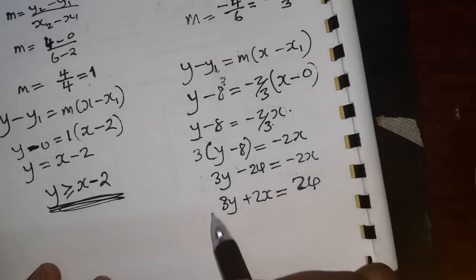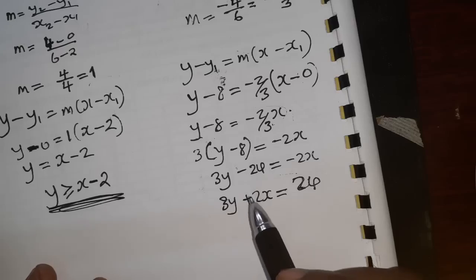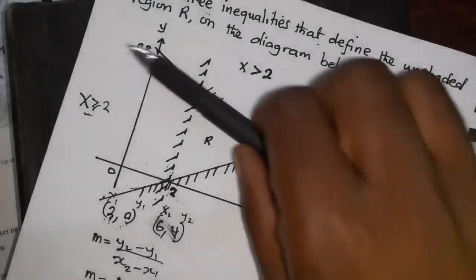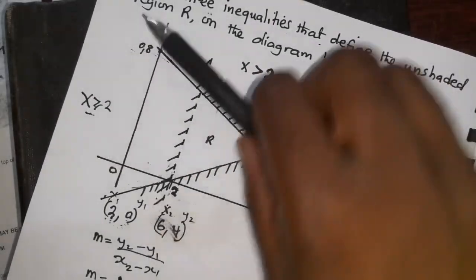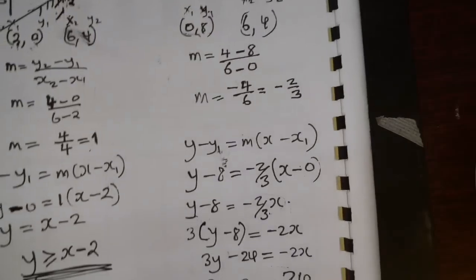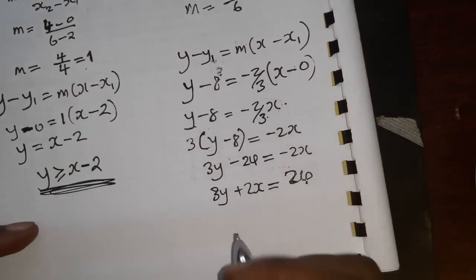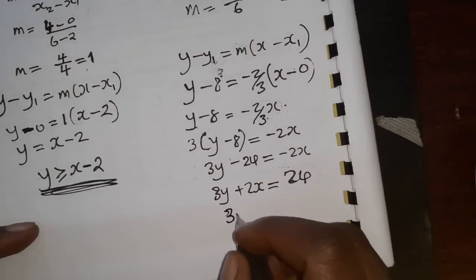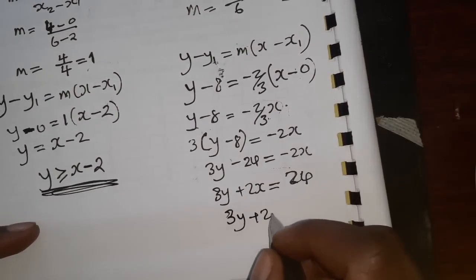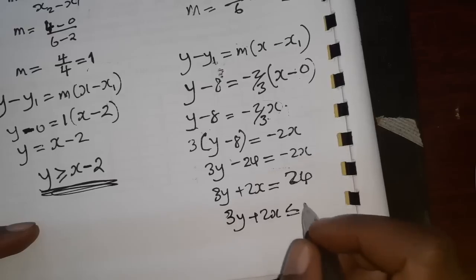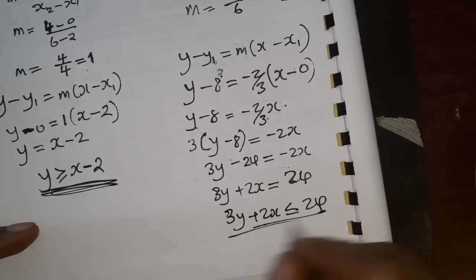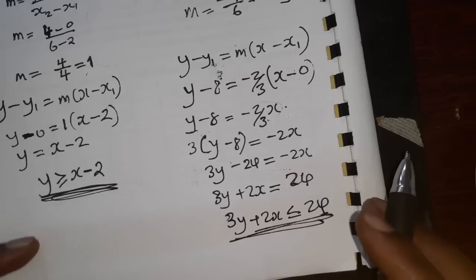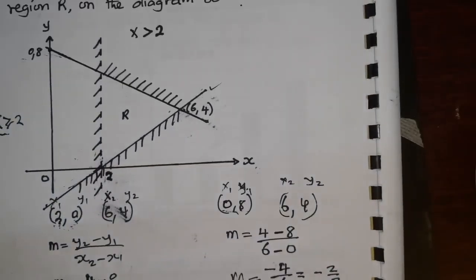So from this point now, when we are coming down here, we are looking at a region that is less. So to write the final equation, we're going to say 3y plus 2x is less than or equal to, because the line is solid. So we have this equation. That's what we're going to have. Let's go to the next one.